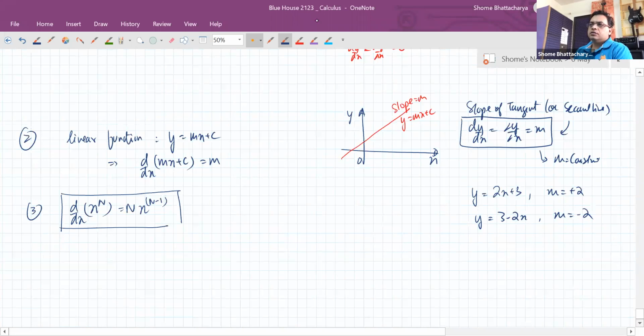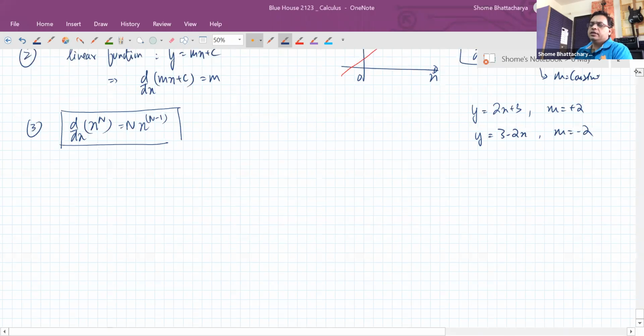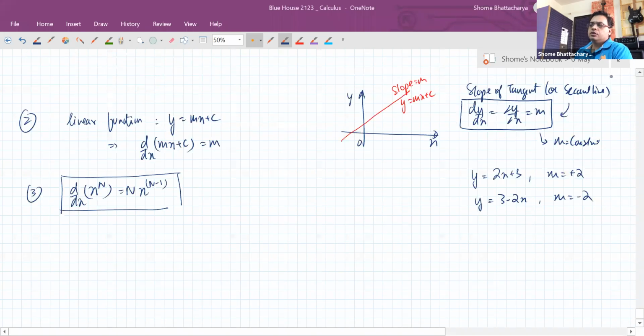For two tangents to be parallel, the y should be equal to x cube, right? No, that is the property of that one. It need not be only in that case. It can be some other function also. You're understanding my point, beta?